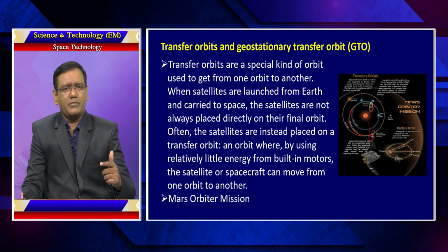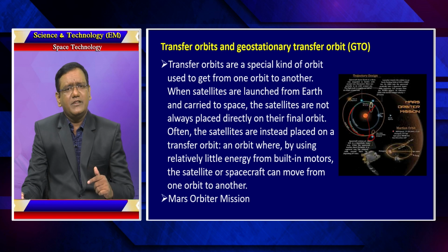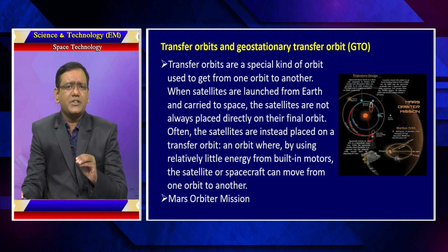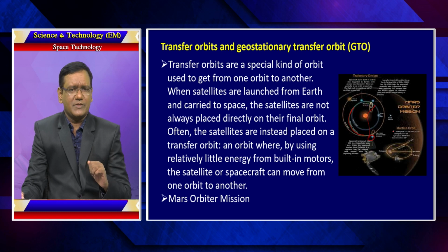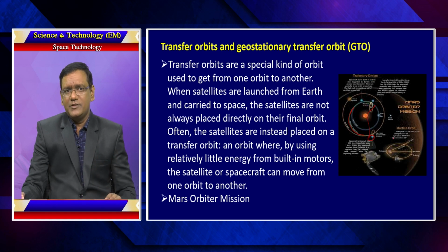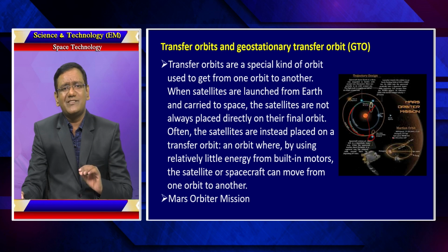Like that, we use these transfer orbits to move from one orbit to another. So often the satellites are instead placed on a transfer orbit, that is an orbit whereby using relatively little energy from built-in motors, the satellites or spacecraft can move from one orbit to another orbit. For instance, we have used this technique in the Mars Orbiter Mission.